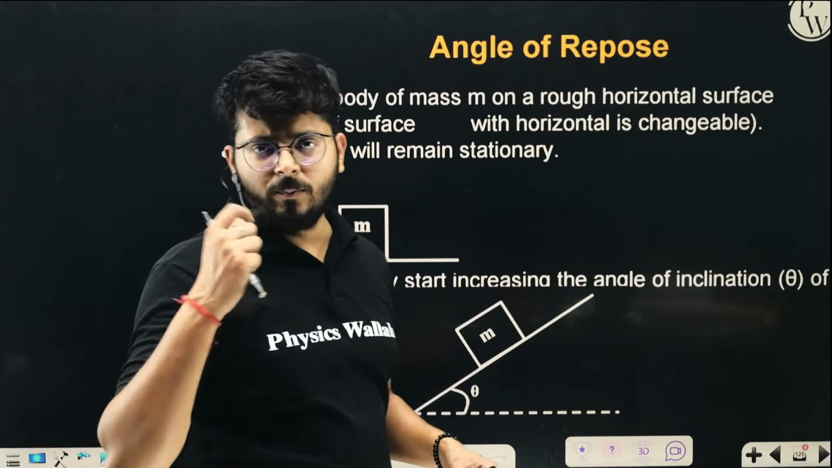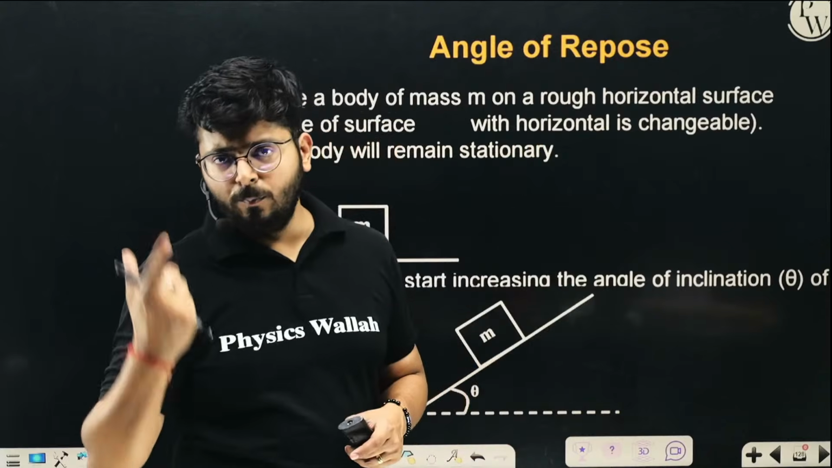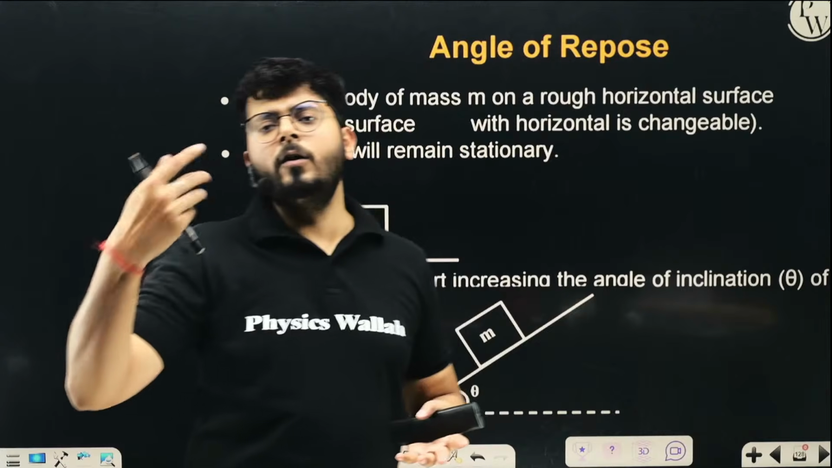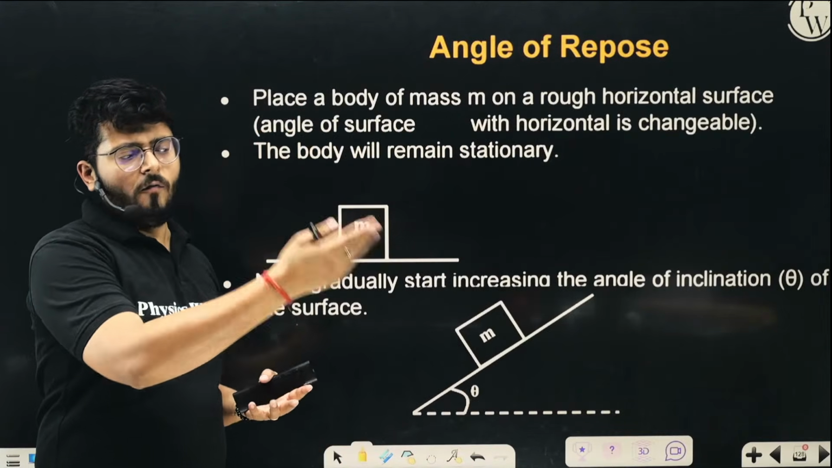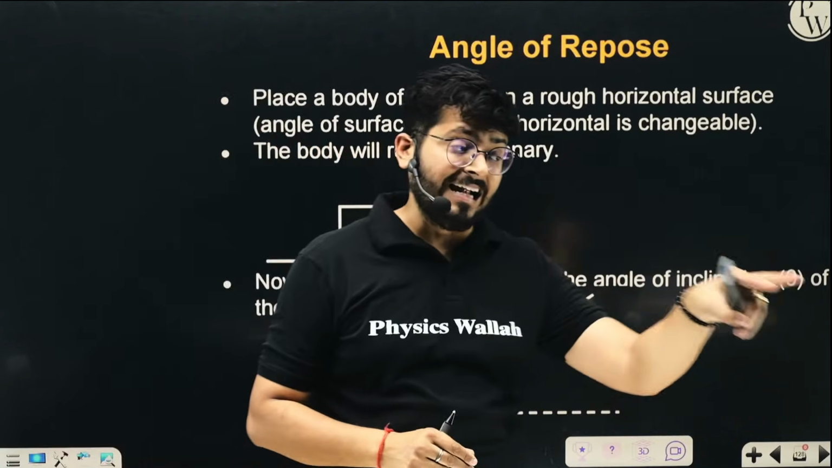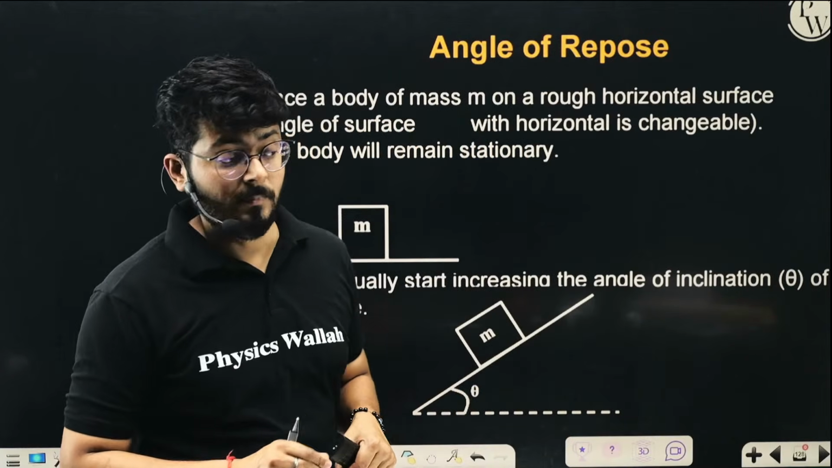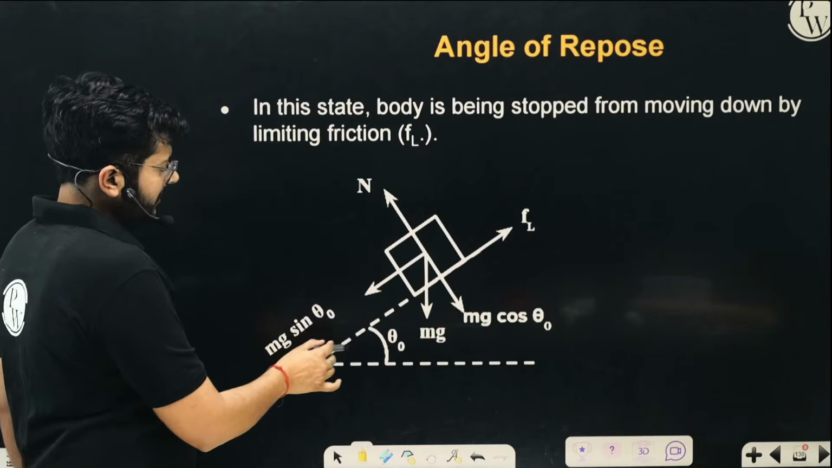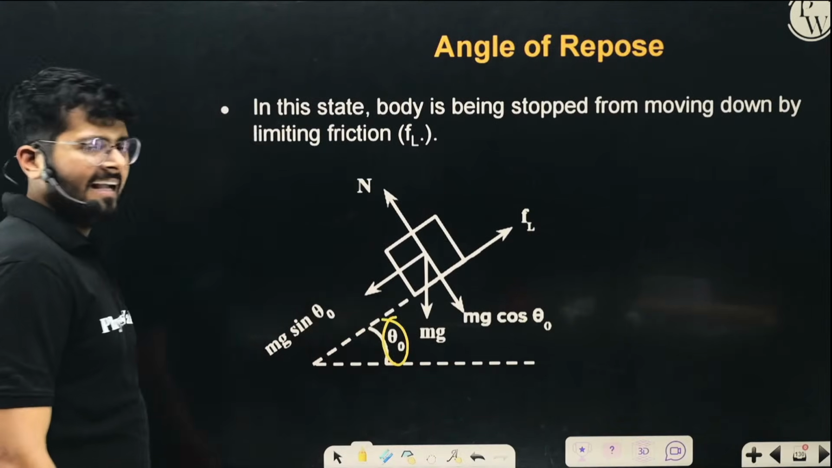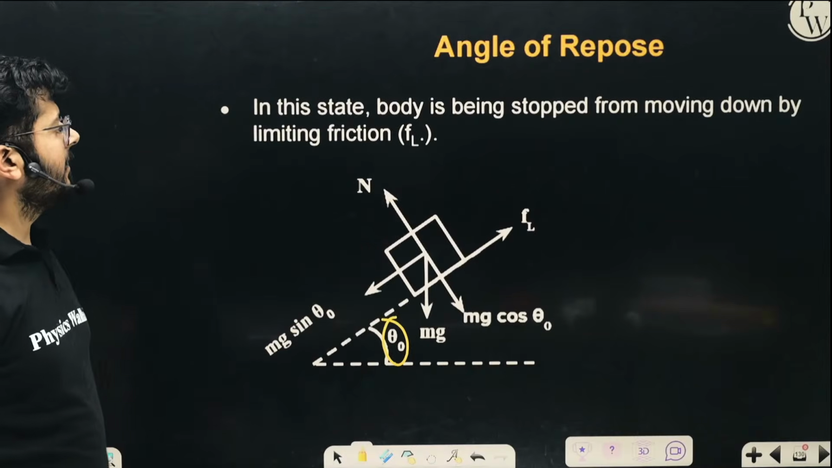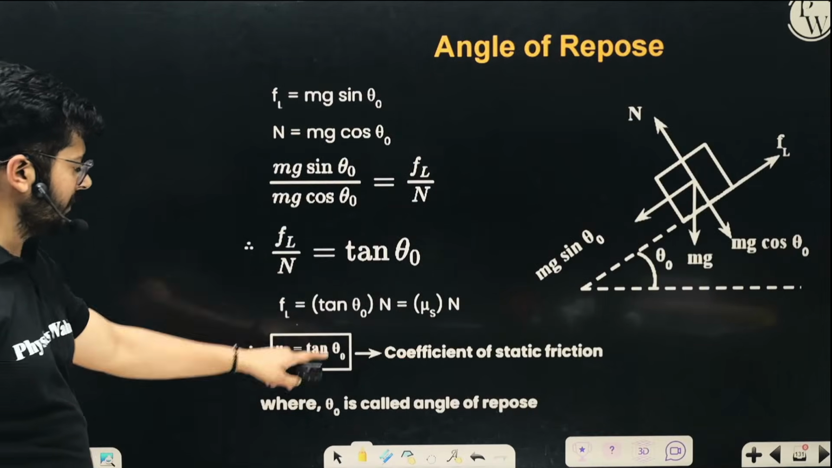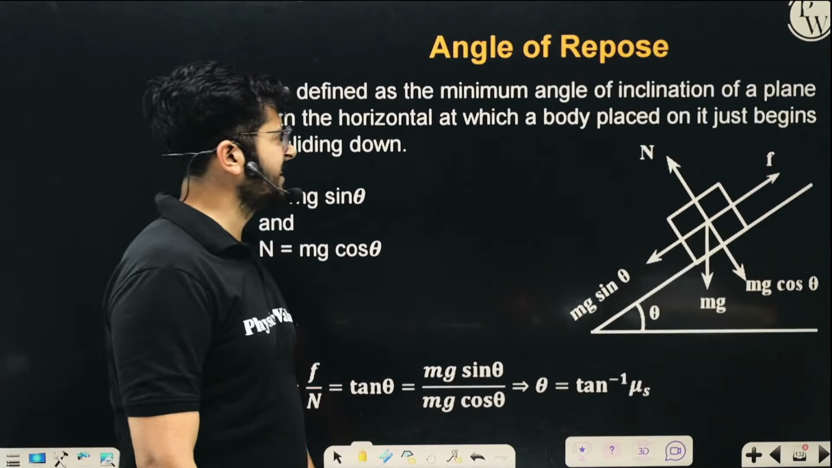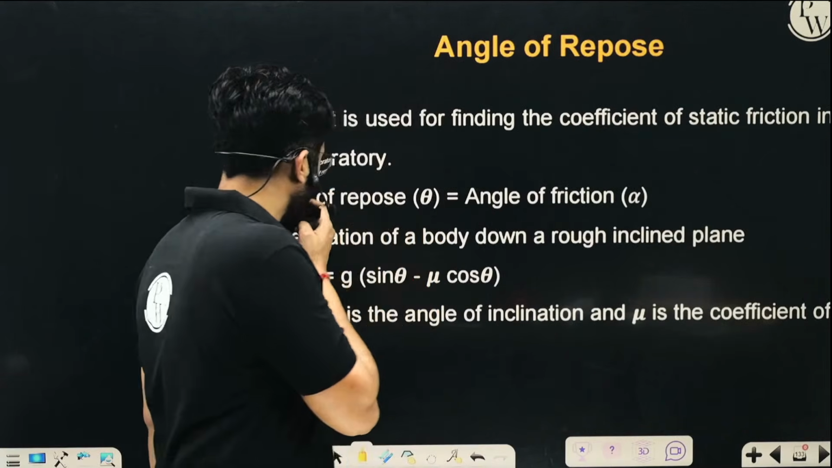Once you know the angle of repose, take the tan of the angle of repose. For example, at 40 degrees the block was sliding, right? So tan of 40 degrees will give you the coefficient of static friction between the block and the wooden surface, right? So here, if theta naught is the angle at which it starts to slide, then we can say that mu s is tan theta. Coefficient of static friction is tan of the angle of repose. That's how you can calculate. All right.